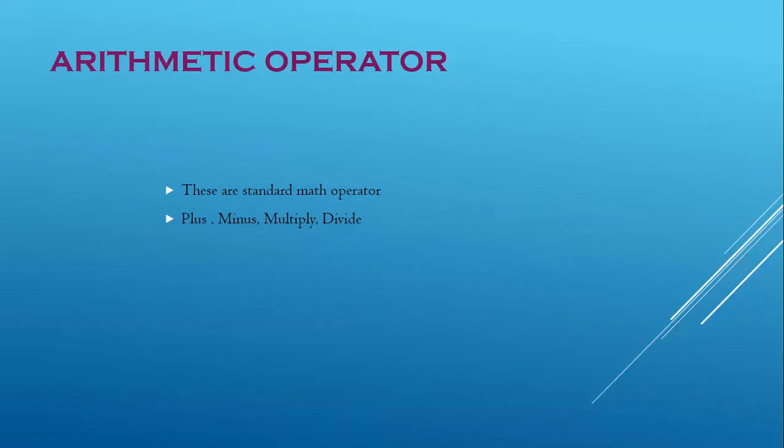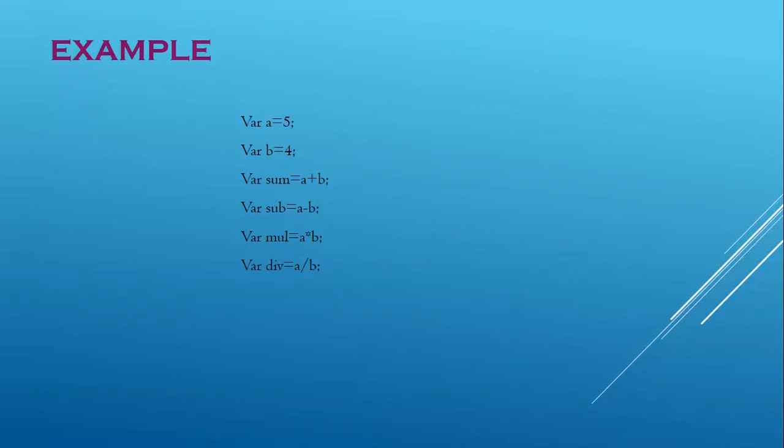So a will be assigned the value 4. Next, arithmetic operators. These are standard math operators like plus, minus, multiply, divide. Now this is a small example. Here we are adding two values. Minus is for subtraction, asterisk for multiply, and slash for division.